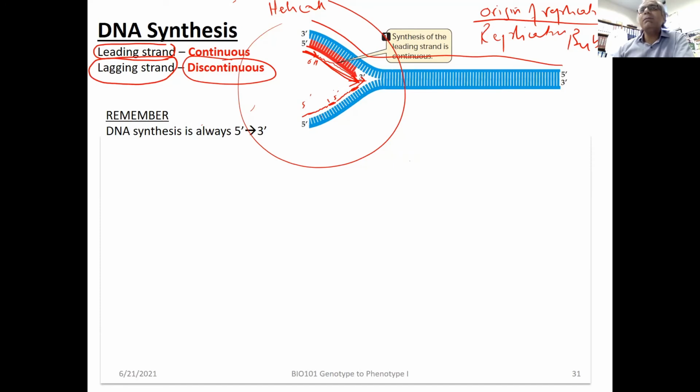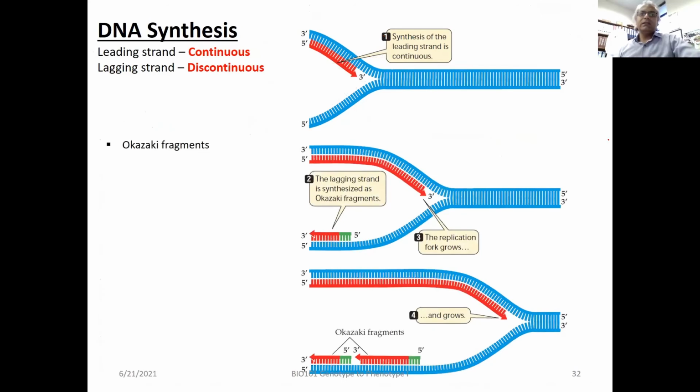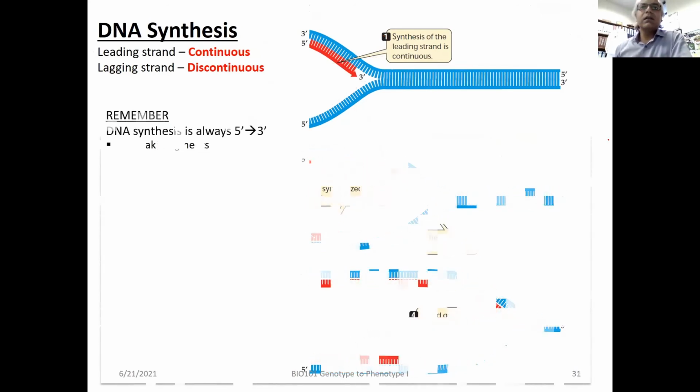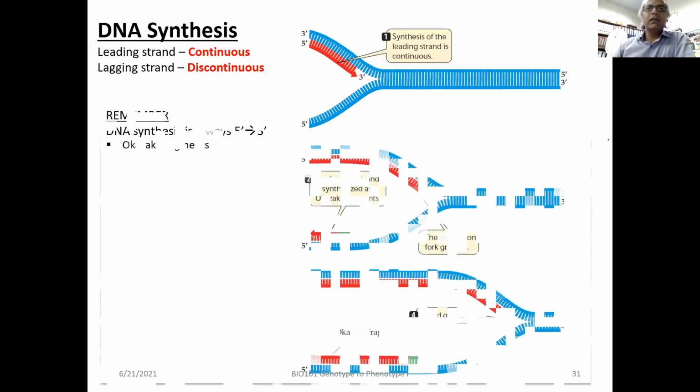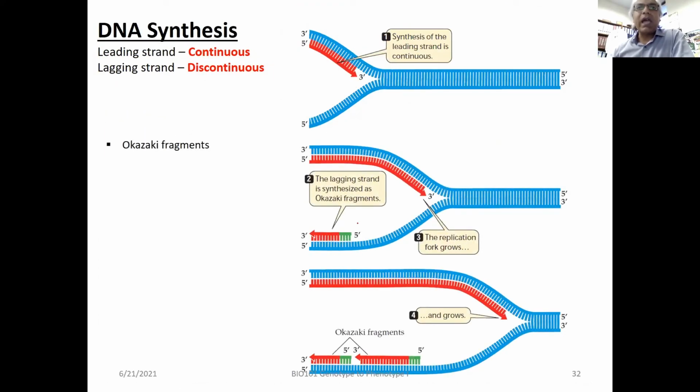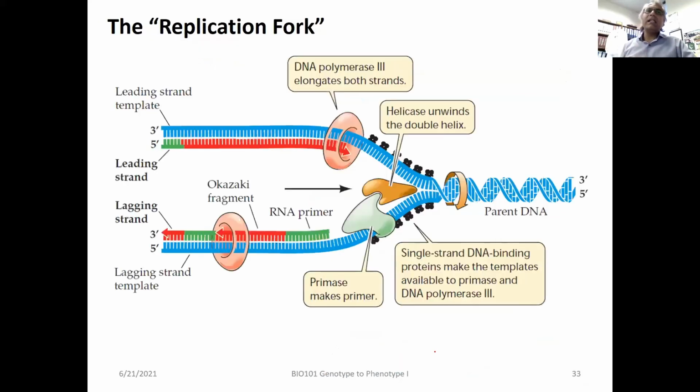Because this is made in bits and pieces, these short fragments that are being made, we call these fragments Okazaki fragments. Here you have this Okazaki fragment. This strand is being continuously replicated. This one is in bits and pieces. One Okazaki fragment, then another one. As DNA keeps opening, another RNA primer will come, and it will keep growing like this. Is it clear so far?